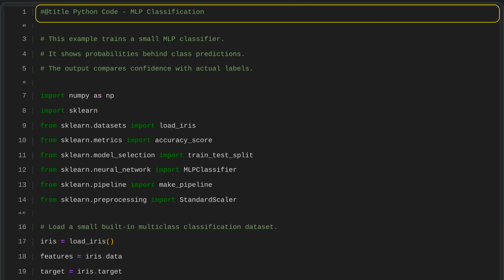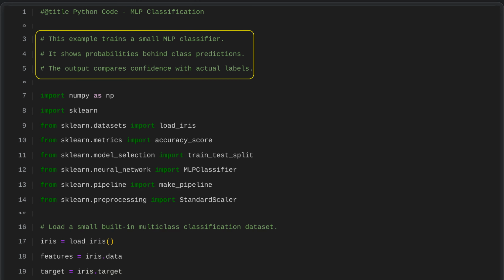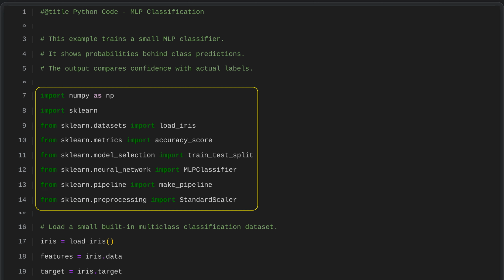Python code. MLP classification. This example trains a small multi-layer perceptron classifier and examines the probabilities behind its class predictions. It compares the model's confidence with the true labels to show how well the predictions align with the actual outcomes. This setup imports the main tools needed to build and evaluate a simple neural network classifier.